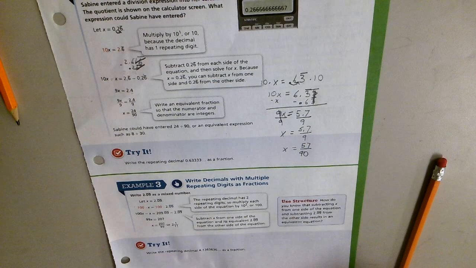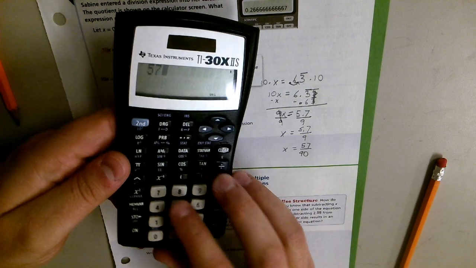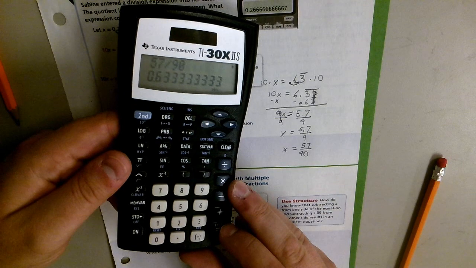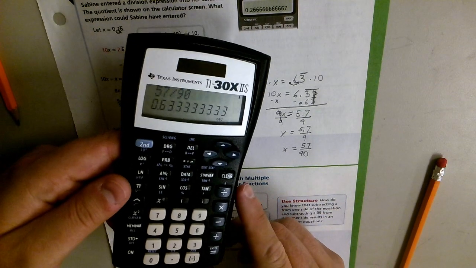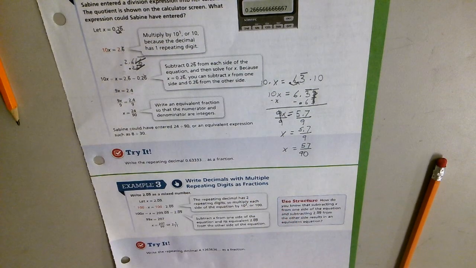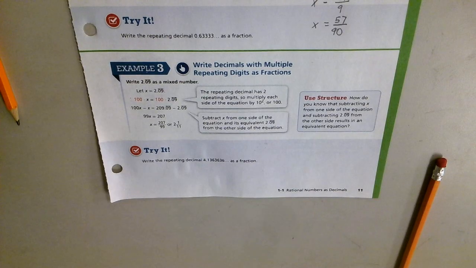So then let's just check real quick and make sure. If I do 57 divided by 90, I should hopefully get 0.63 repeating. So we know that we are correct. And then let's go to our last type of problem here.